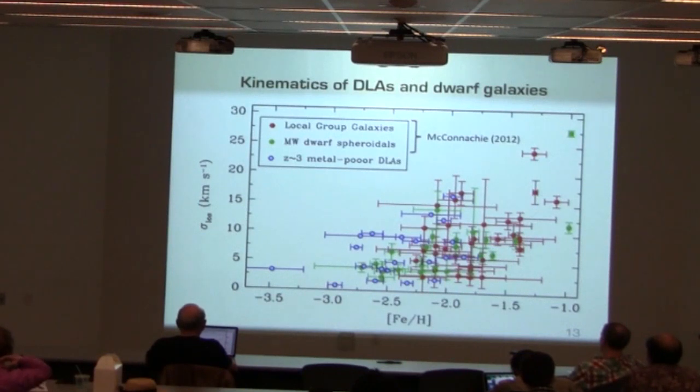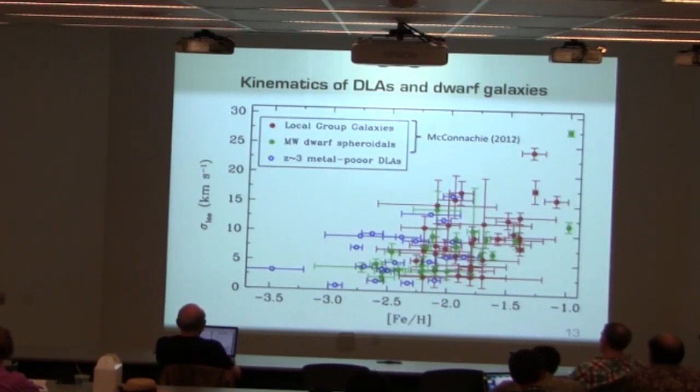But so you also have these line profiles, so you get an idea of kinematics. Little group galaxies here are the red and the green, and the green is for just the Milky Way. And the blue shows the DLAs, the other systems. Now, there's nothing much you can take away from this, but the point is that you're looking at two different ways of measuring this technique. Okay? One is gas, and one is stars. So you can't do a one-to-one comparison between these two things.